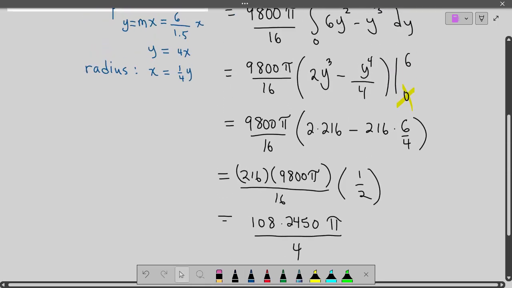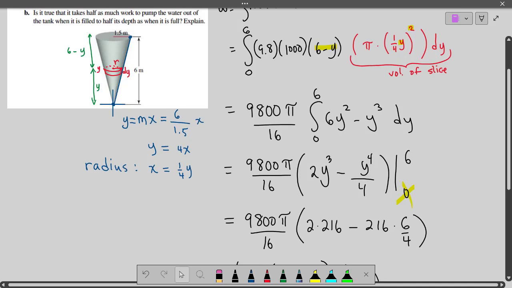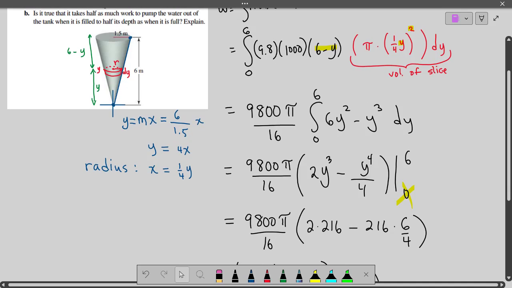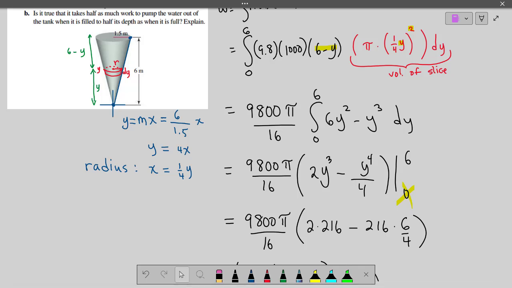All right, so all that stuff there is just the evaluation. Any question on the setup? Any piece of that setup? All right, I think we're ready to deal with the chain.